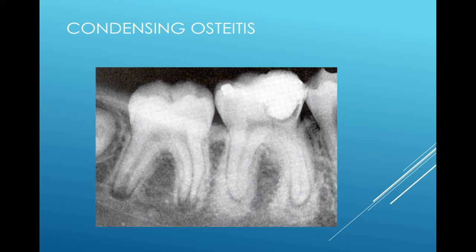So let's look at the image we have here. Here we can see tooth number 30 is the tooth that has condensing osteitis. So what caused this? Let's look at this restoration here. We certainly don't have a very good margin on this restoration, and look how big this restoration is. How big this carious lesion must have been when the patient came in.